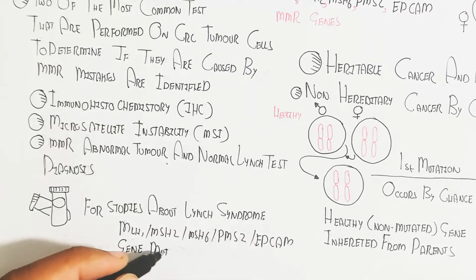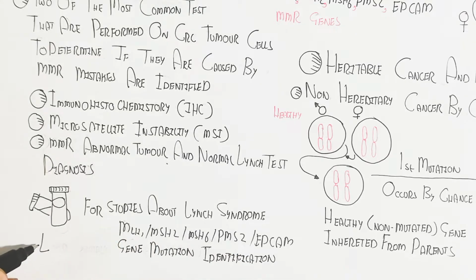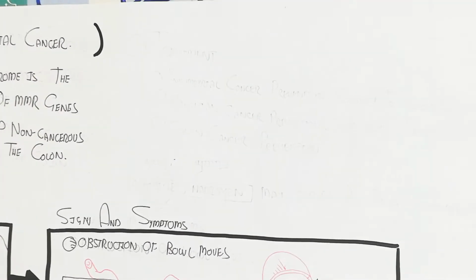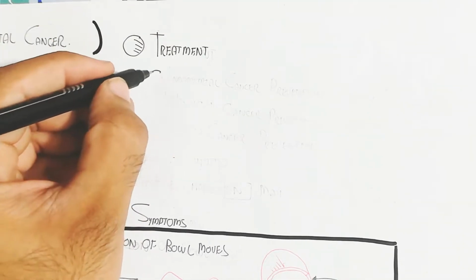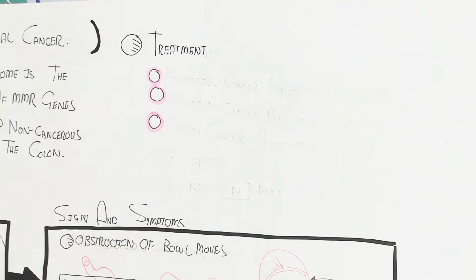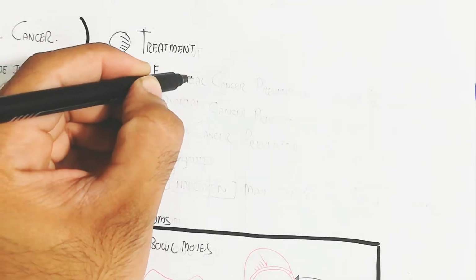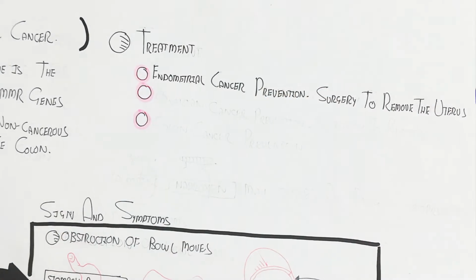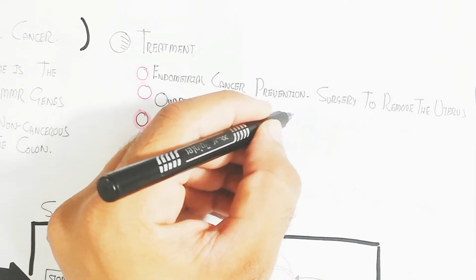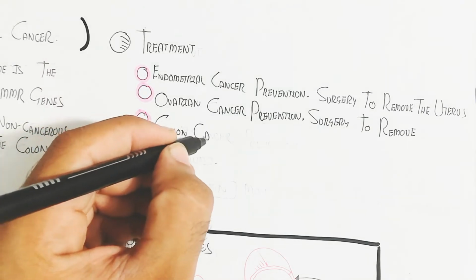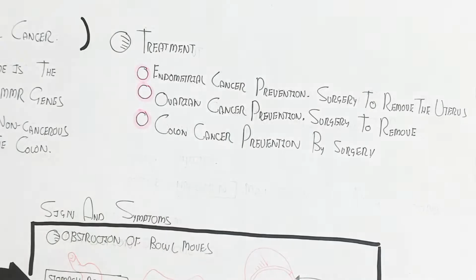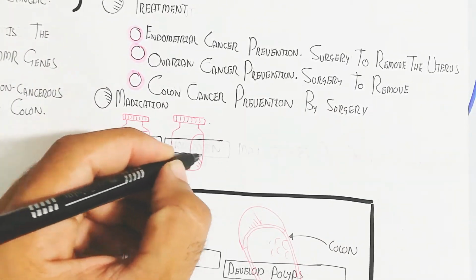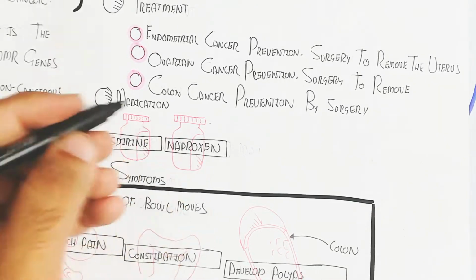For studies about Lynch syndrome, a blood sample is used to check the MLH1, MSH2, MSH6, PMS2, and EPCAM gene mutations through a blood test. The treatment is endometrial cancer prevention through surgery to remove the uterus, because Lynch syndrome also triggers endometrial cancer in females, ovarian cancer prevention through surgery, and colon cancer prevention by surgery. On the other hand, medication is also provided for Lynch syndrome: aspirin and naproxen may serve as drug chemoprevention.